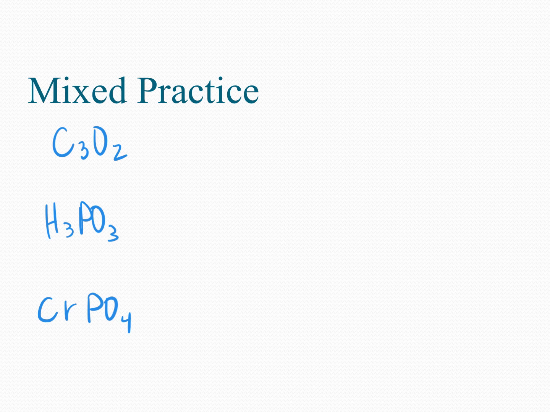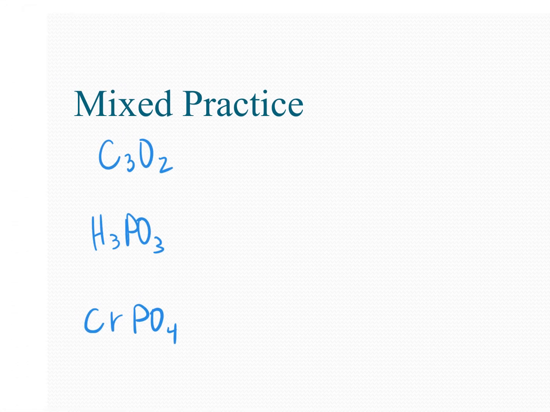All right, so I've got 3 compounds up there. First thing you have to do is decide, is it ionic, is it covalent, or is it an acid? And then name it correctly. Is it ionic, covalent, or is it an acid?